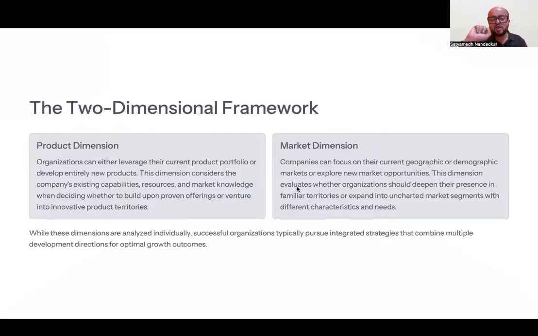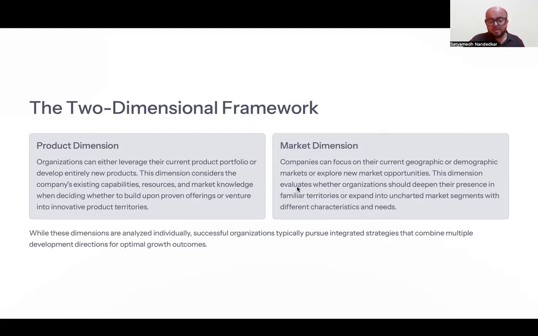Now let's look at the two-dimensional framework. The Ansoff model is built on two dimensions, product and markets. The product dimension looks at whether a company continues with its existing product or develops new products. For example, Maruti Suzuki adding electric vehicles to its portfolio, that's product innovation within the same brand. And the market dimension focuses on whether the company continues in its existing markets or enters new ones. For example, Amul expanding from India into overseas markets like the Middle East and the US to reach the Indian diaspora. So that's entering into a new market.